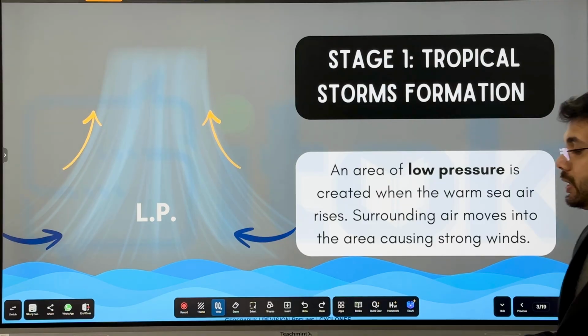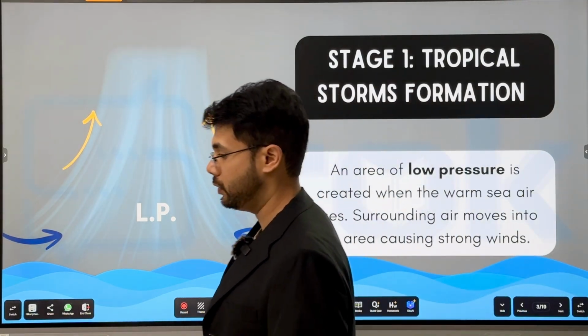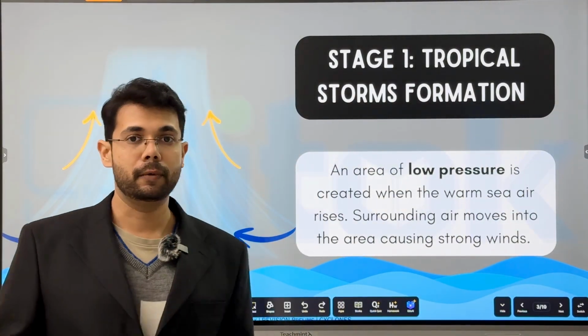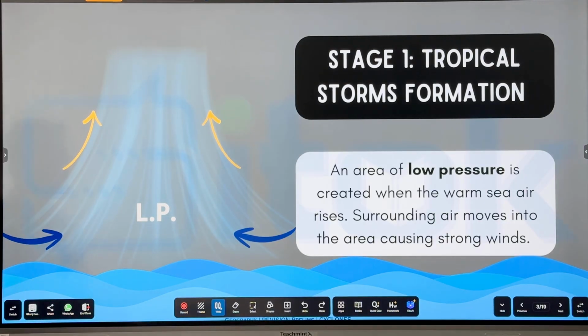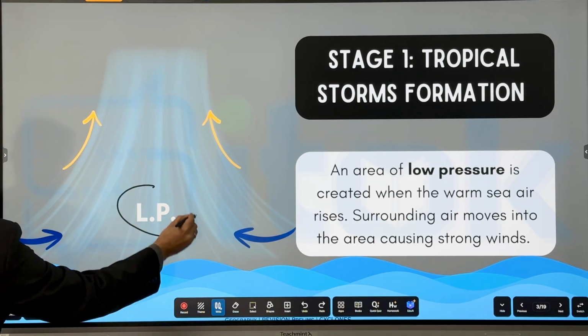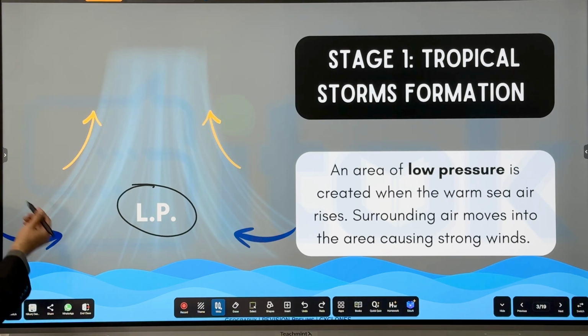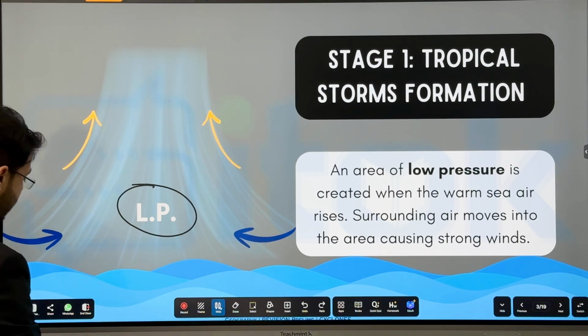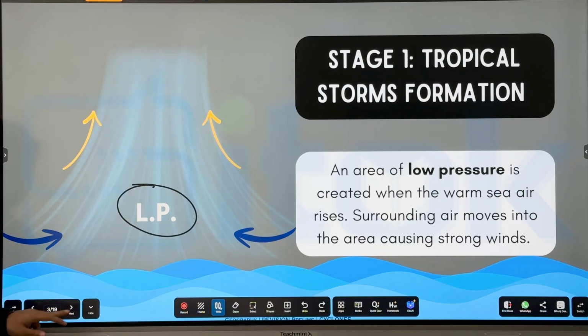Now let's get to the stages of formation of a tropical cyclone. First, an area of low pressure is created when warm sea air rises. Of course, warm sea air rises and a low pressure area is formed. Once the low pressure area is formed, then winds from outside rush inside, and those are mostly cold winds.